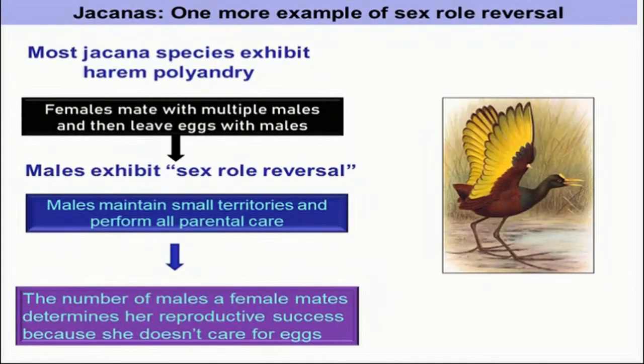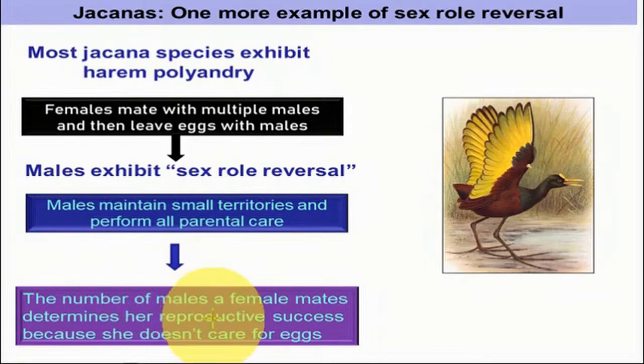In the last class, we discussed Jacanas, one more example of sex role reversal, in addition to the previous fishes. Most Jacana species exhibit harem polyandry. It means the females mate with multiple males and then leave eggs with the males. And the males take care of the young ones. This is the example of sex role reversal in birds.